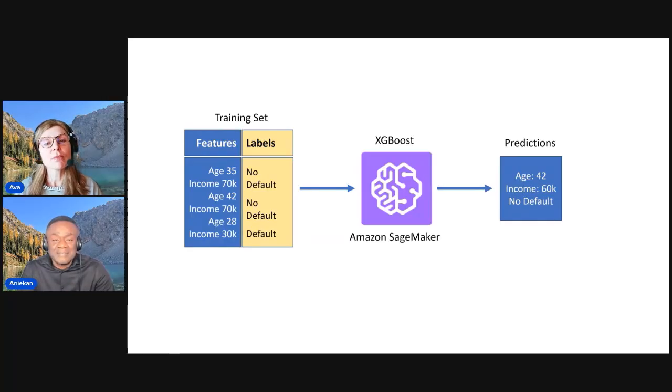So if you want to train a model to recognize, for example, spam email, you'd give it a lot of emails, some of which are spam and others which are not spam. And if you're using a supervised machine learning model, such as XGBoost, each of the example emails has to be labeled spam or not spam, right, Aniakan? That's exactly right. So how do we get labeled data?